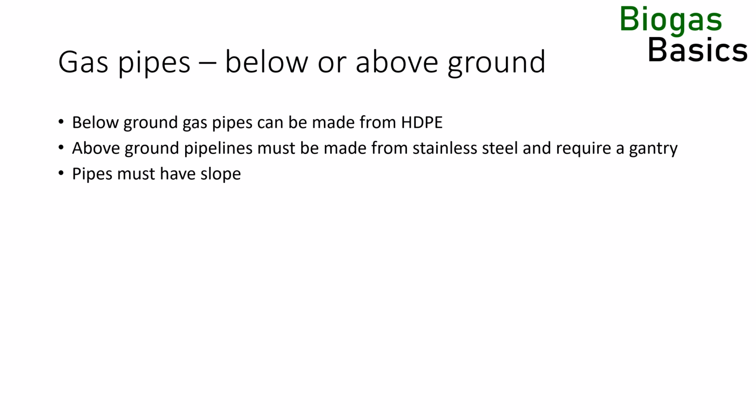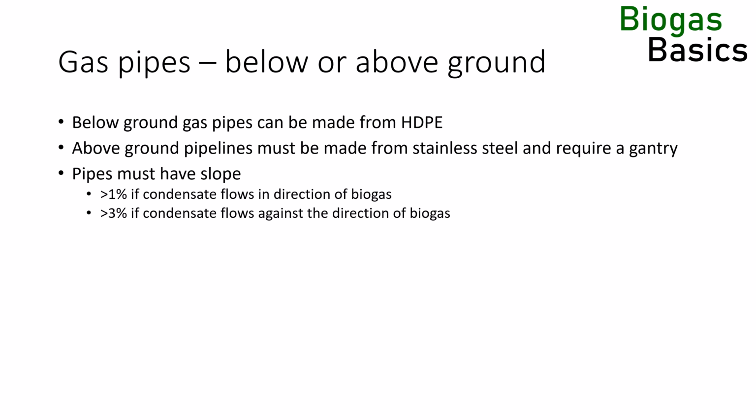Biogas pipes create condensate, and the condensate must be removed at every low point. The pipes require a slope: 1% if the biogas flows in the direction of the condensate, and at least 3% if it runs against the biogas flow direction. 3% doesn't sound like much, but if the pipe is 100 meters long, the height difference is 3 meters, so avoid countercurrent flow of condensate.